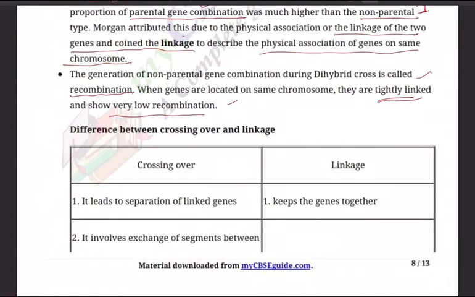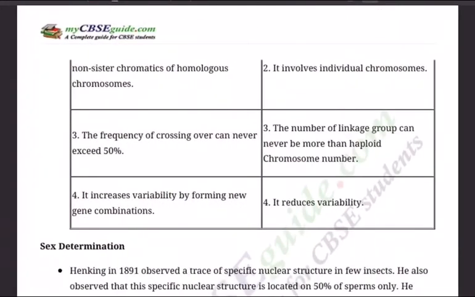So this is possible because of crossing over. There is no doubt about it. So what is the difference? Crossing over leads to separation of linked genes, because once the chromatids cross each other, the synaptic cleft will be there. After synapsis, there is pulling of the chromatids, whereas linkage keeps the genes together. And crossing over involves exchange of segments between non-sister chromatids of homologous chromosomes, whereas linkage involves individual chromosomes.